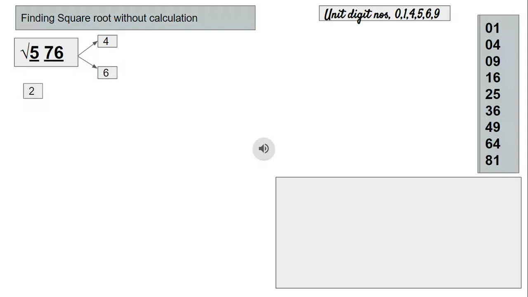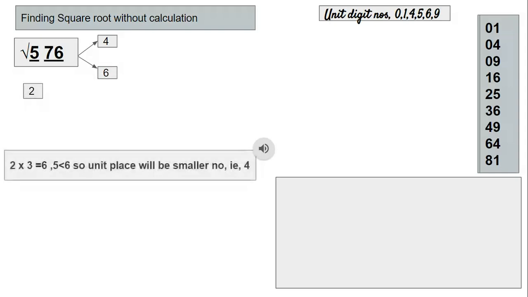Now see the next number after 2, which is 3. So 2 threes are 6. So 6 is greater than 5, isn't it? You have to compare the product of the first digit and the next digit of that number. Here we got 2, so 2 into 3 is 6. So 5 is smaller than 6. Then you have to take the smaller digit. So here 4 and 6, 4 is smaller. So the answer is 24.